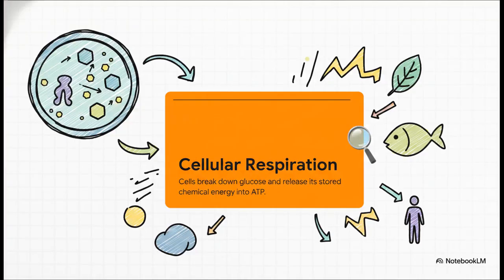The core issue our bodies face is that just having food sitting in your stomach isn't enough. That energy has to be converted into the exact right format for your cells to actually use it. And that is where cellular respiration comes in. It's the process where cells break down glucose and release its stored chemical energy, trapping it inside a tiny molecule called ATP. And this isn't just a human process. This is the ultimate biological engine, keeping the lights on in almost every living organism on Earth.